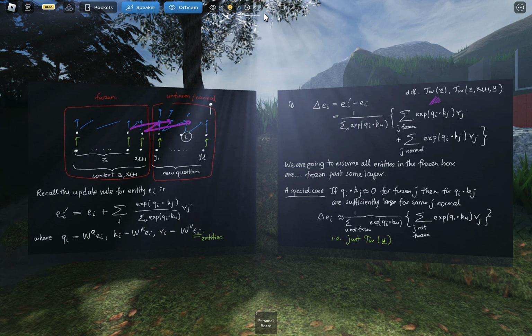The entities that are in the context, the transformer has just learned that there's no particular relation between them and the entities in the question, in which case you just get TW back. Okay, so I guess in that case the answer to question 2 is yes. TW is TW prime. Okay.